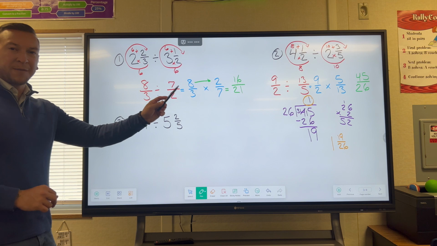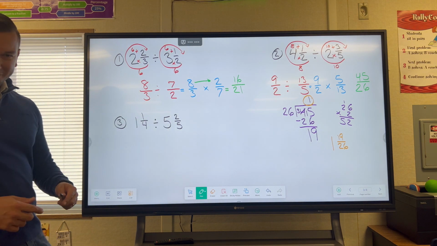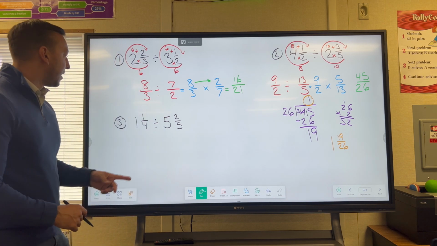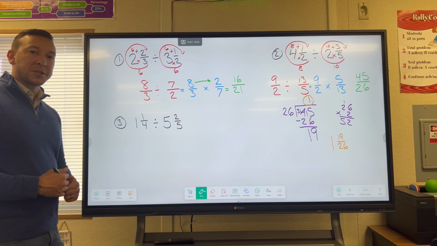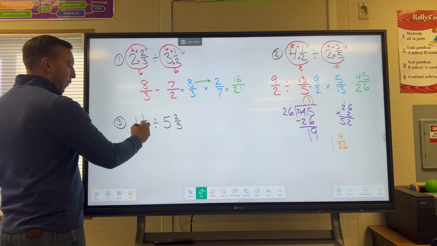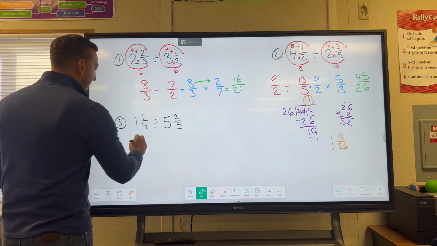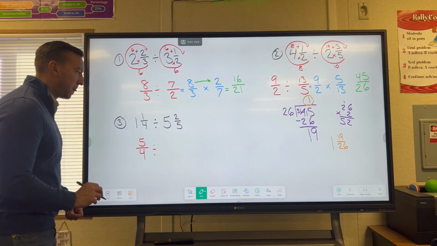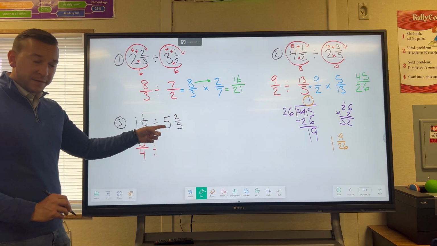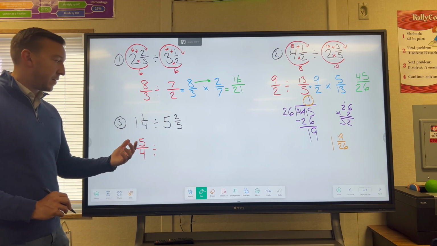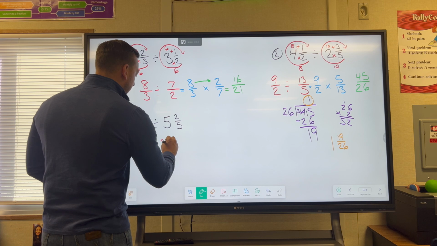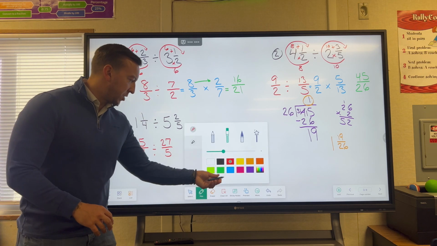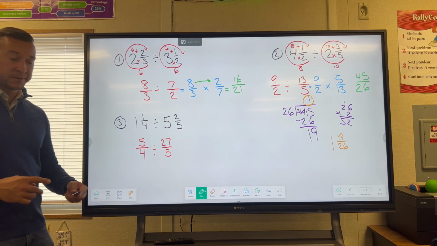Let's do one more. I know we had 4, but let's just do the 1. If you did all 4, good job. Let's take a look at number 3. I need to change these into improper fractions, remember? So when I do that, 4 times 1 is 4, plus 1 is 5. I get 5 over 4, divided by 5 times 5 is 25, plus 2 is 27. I get 27 over 5. Okay, we've changed them. We've turned them into improper fractions.